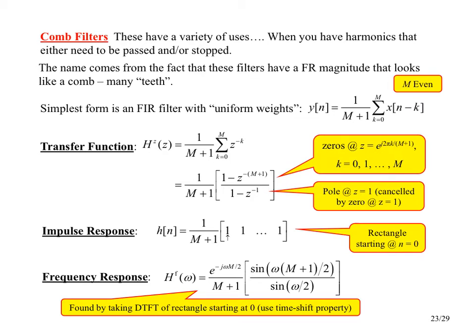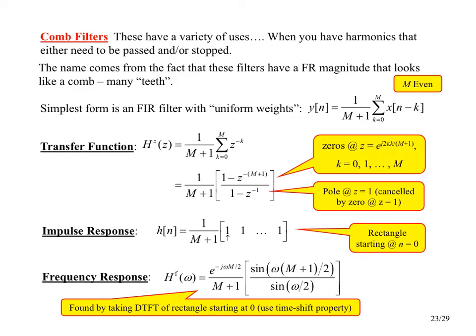Another type of specialized filter is called comb filters. And there's a variety of different uses for these. One of the most common uses is, suppose you have some sort of series of harmonics that you'd like to completely null out, for example. So if you can put notches at all of those frequencies, then you would get rid of this component, which is looking basically like a periodic component.